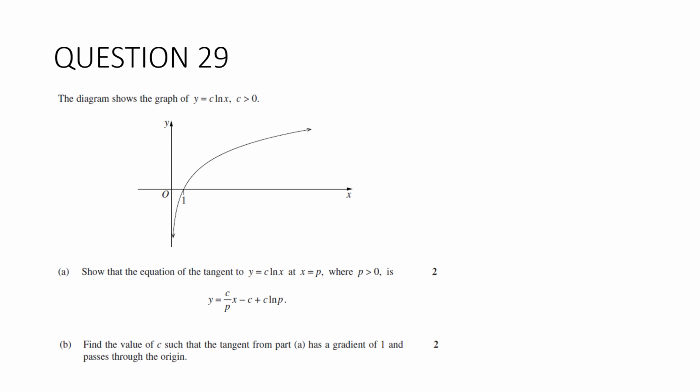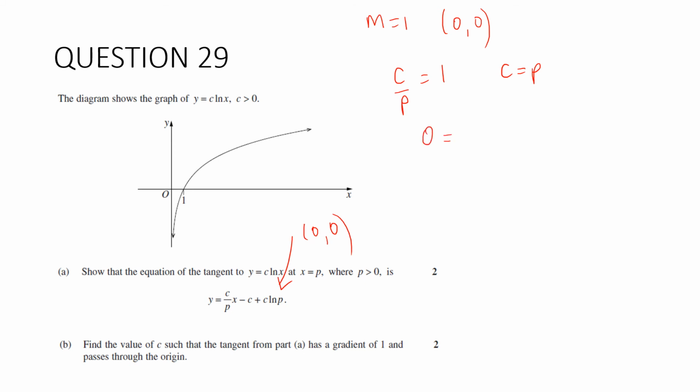Part B, find the value of c such that the tangent from part A has a gradient of 1 and passes through the origin. Now we worked out the gradient before, it is c over p, so that's equal to 1, so c is equal to p. Now let's substitute in the origin, because we know it passes through there, and we'll end up with an equation we can solve for c.